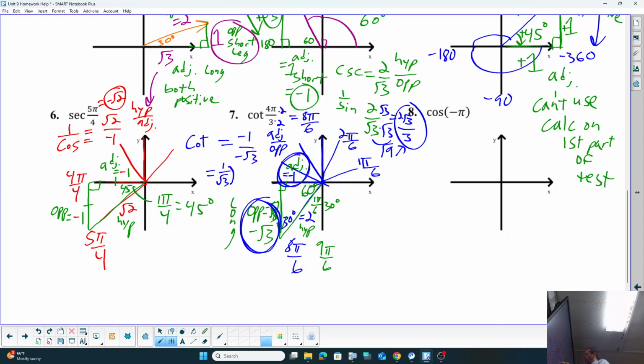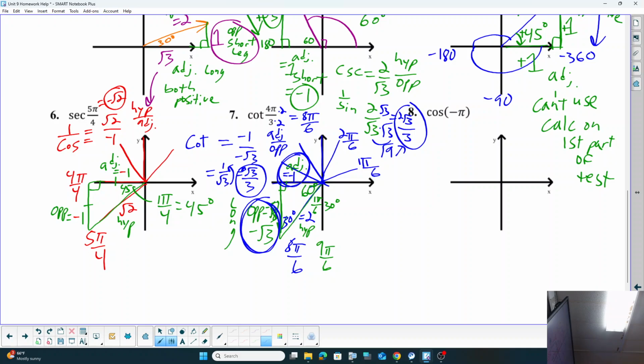Then you go ahead and rationalize the denominator. So that's 1 times radical 3 all over 3. So radical 3 over 3 is our answer.